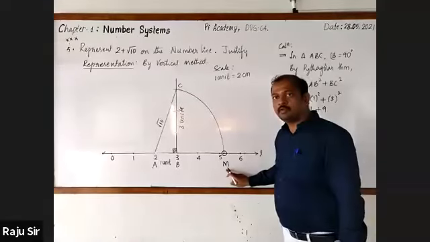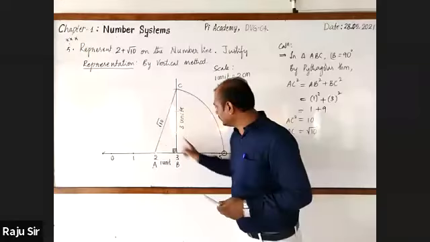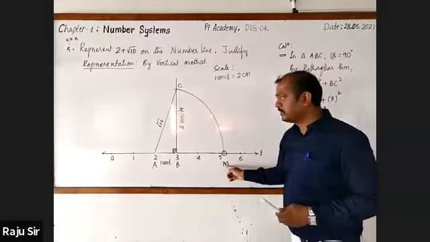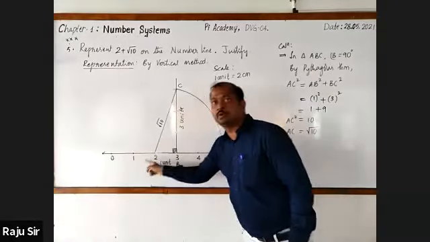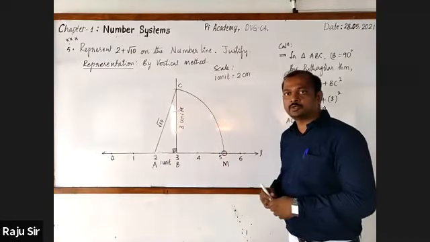Now, could you tell what the point M indicates? 2 plus root 10. Okay. Don't you think that it is just root 10? No, sir. We have taken the distance of AC and drawn an arc, but here we have marked after 2 units. So that is why it is 2 plus root 10.